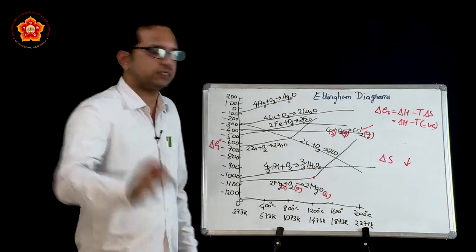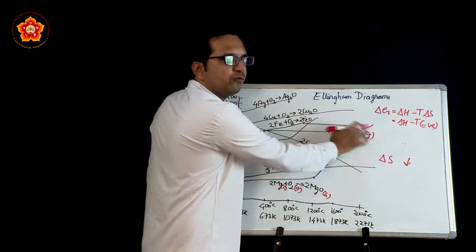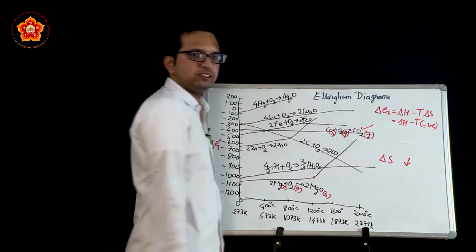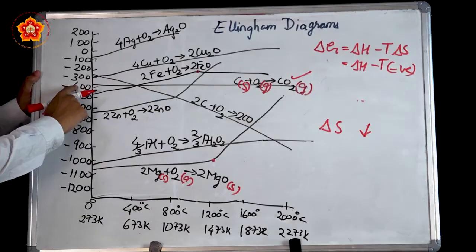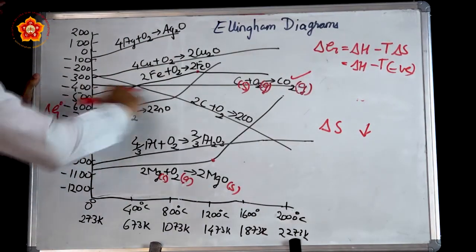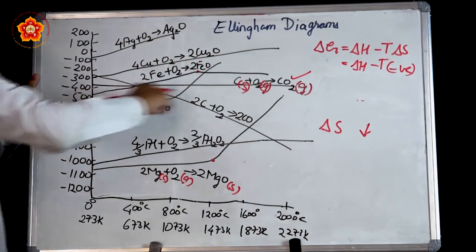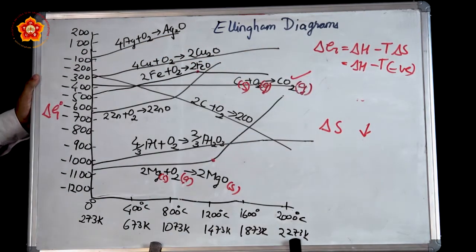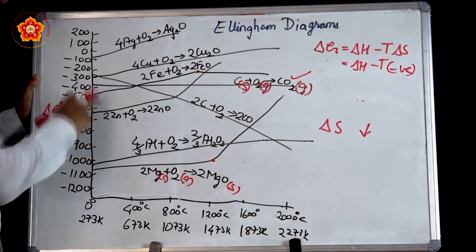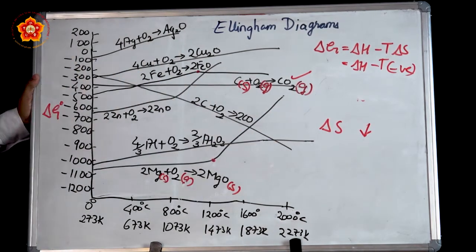Randomness remains the same because of a similar number of gaseous atoms on either side. Once entropy remains the same, the delta G value obtained by this equation also tends to be the same. That is why the curve is a straight line. Let us now see another curve, a single curve which is going downwards.